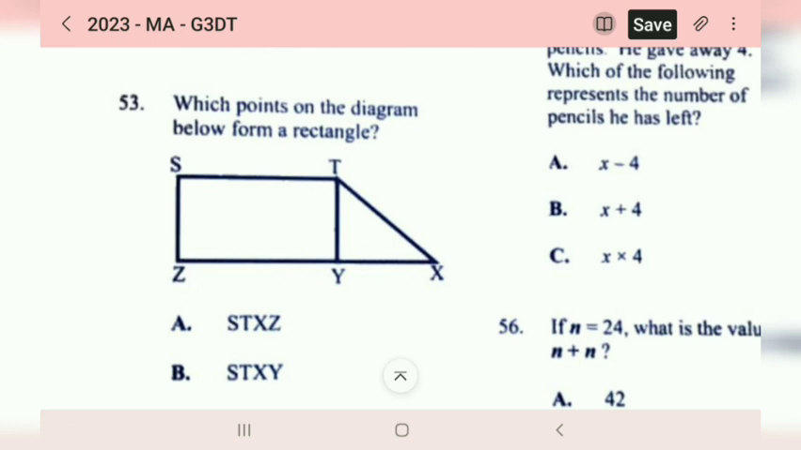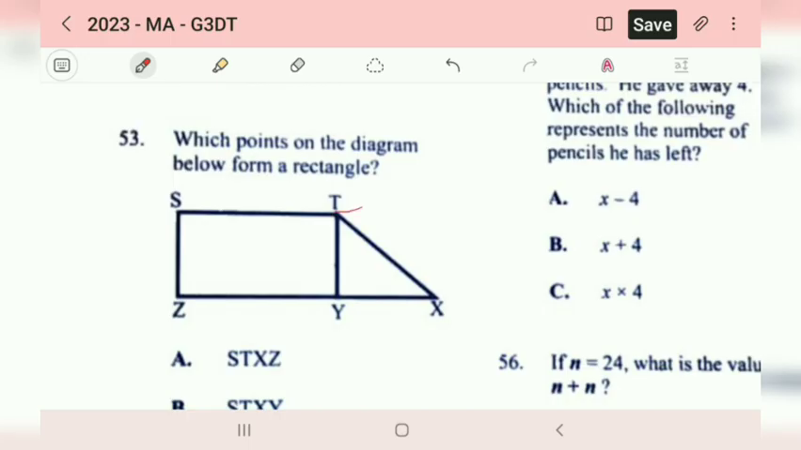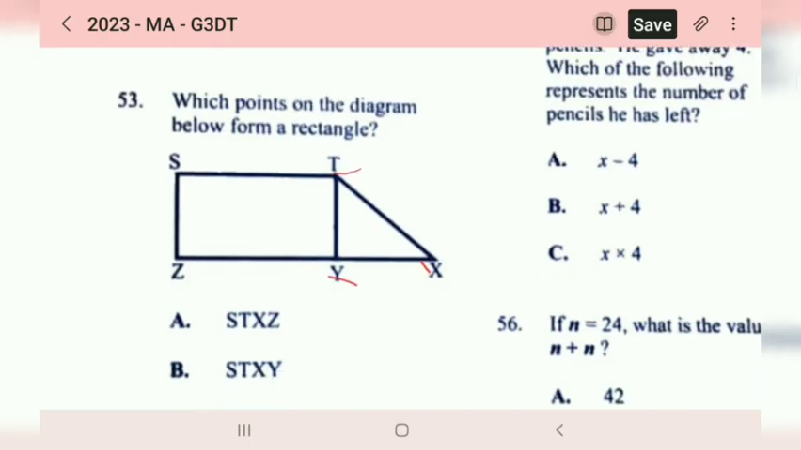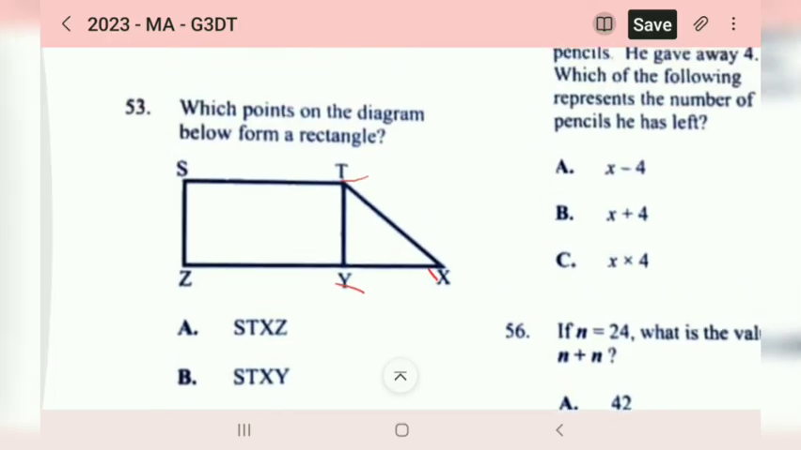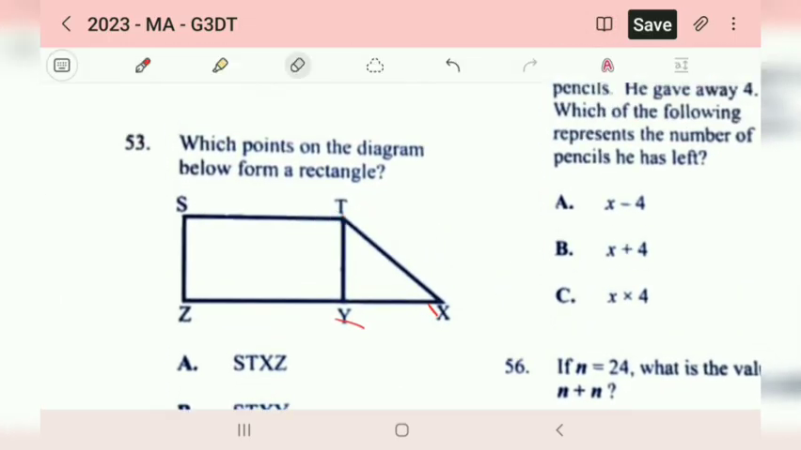53. Which points on the diagram below form a rectangle? The points for the rectangle would be T, Y, and X. So you're looking for anywhere you see those 3 letters. It says rectangle, and I'm thinking triangle. I am tired, guys, doing a bunch of videos.